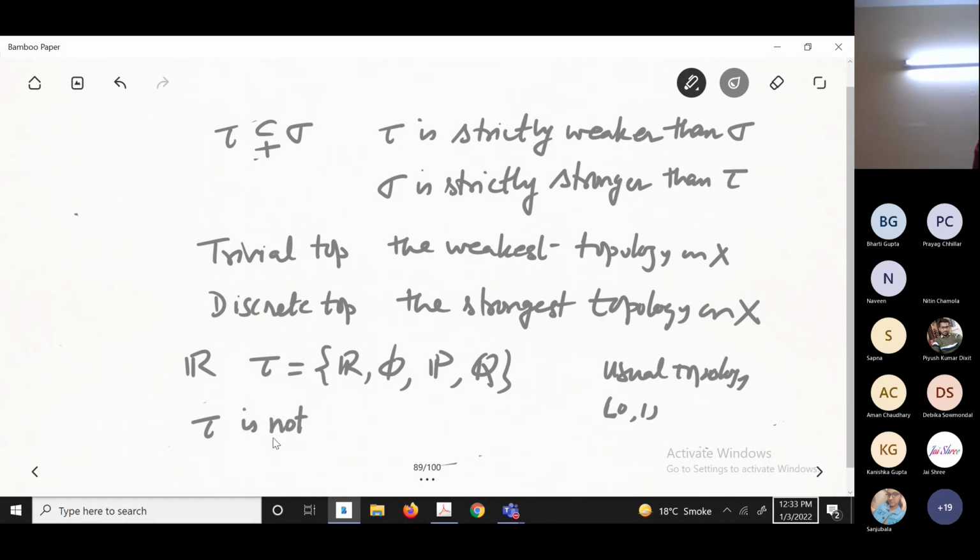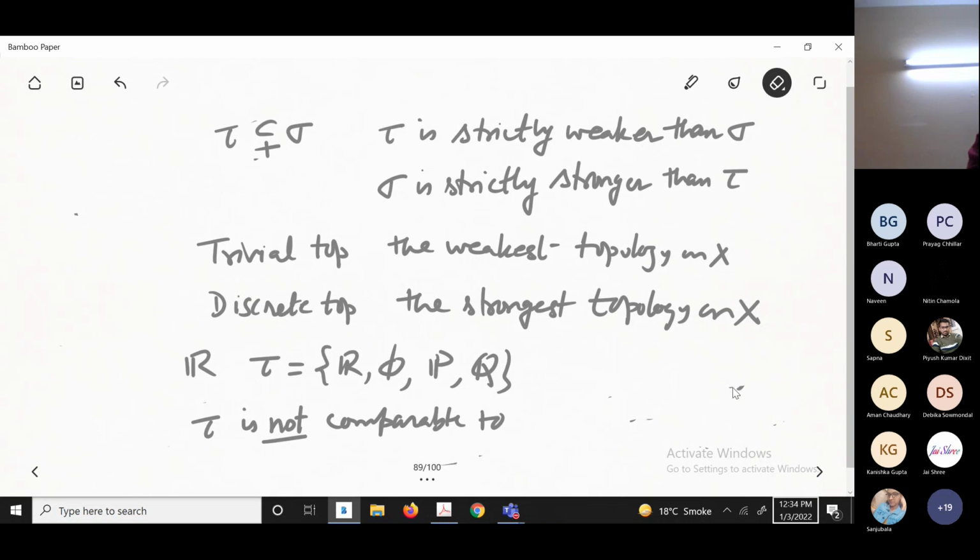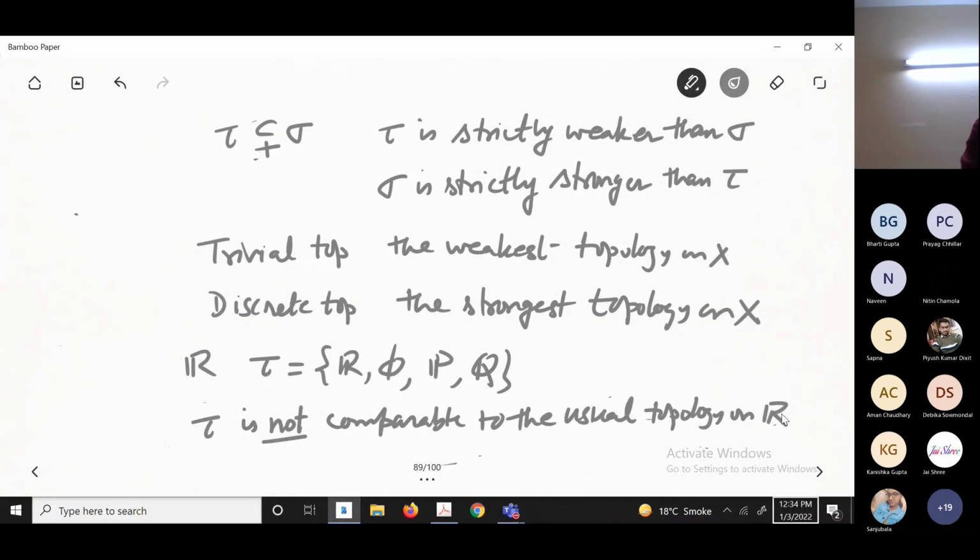Tau is not comparable to the usual topology on R. In fact, in this example you can have something like this topology.